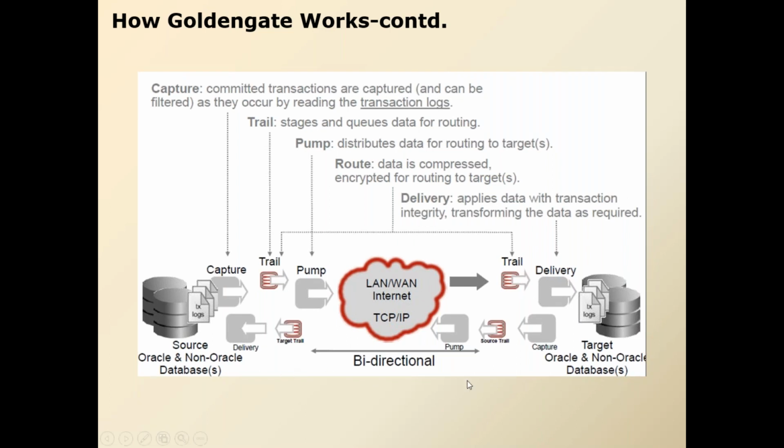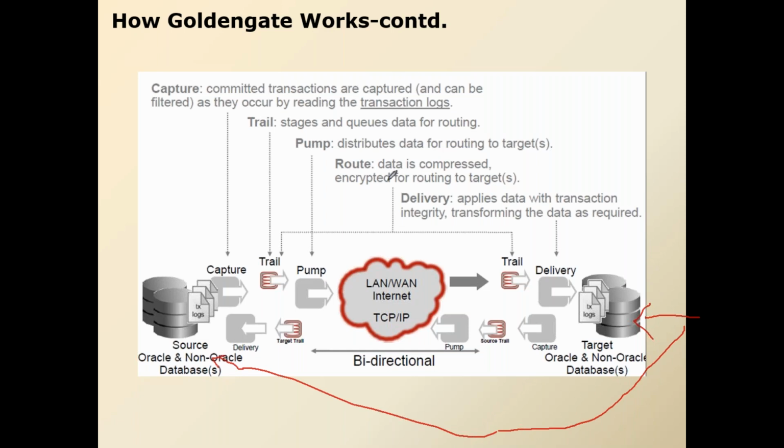Now another thing is GoldenGate works in a bi-directional environment. Bi-directional means both the sites could be live. The application could be connected to site 1 as well as site 2. So whatever transactions are happening on site 1 will be replicated to site 2 using GoldenGate. Similarly, whatever transactions are happening on site 2 will be replicated using GoldenGate to site 1 as well. So GoldenGate is a product which works in a bidirectional environment.